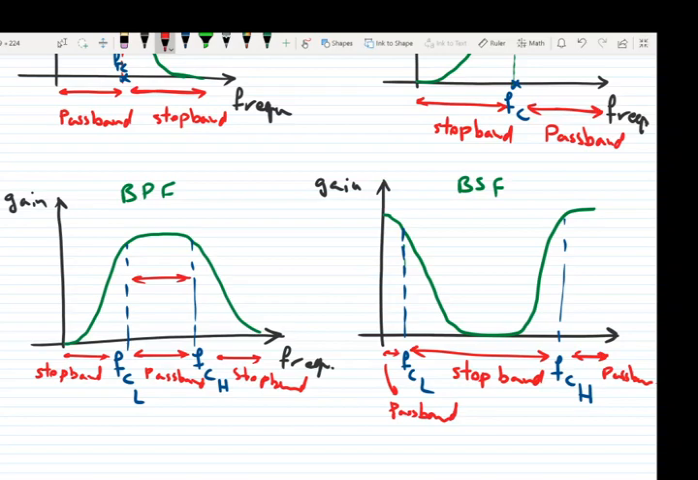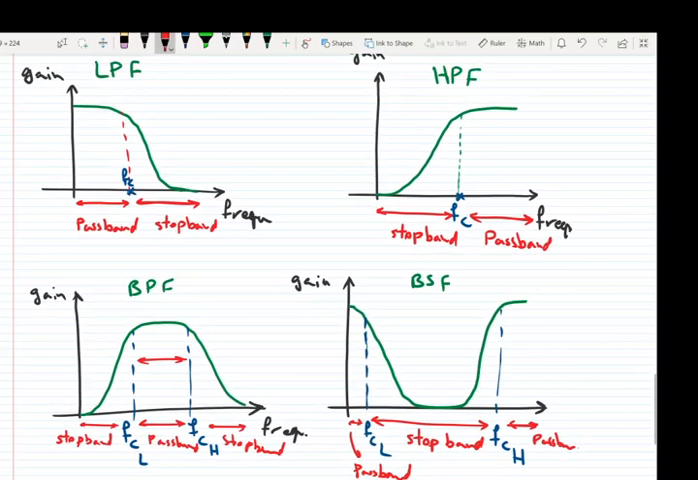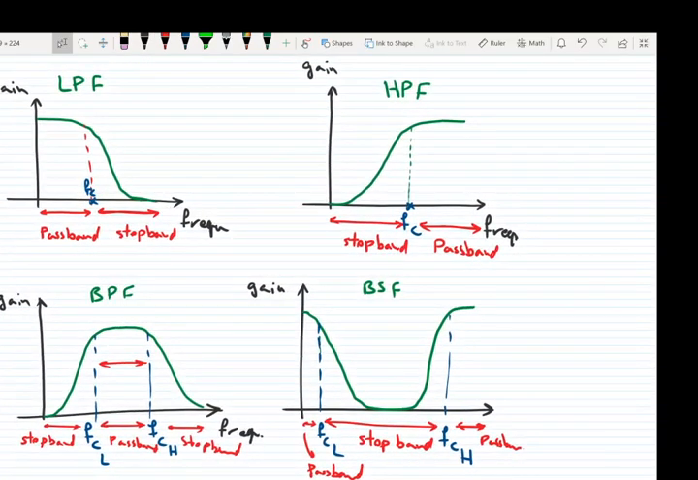Okay, so you see all four different types of filters that we can implement. We can build all these filters in active form or passive form. If they are passive, the maximum gain is less than 1. If they are active, the maximum gain can be greater than 1.